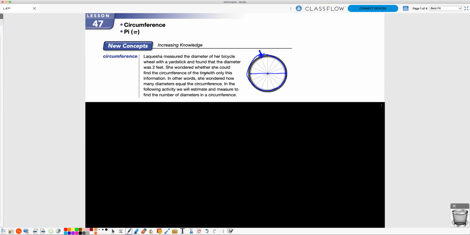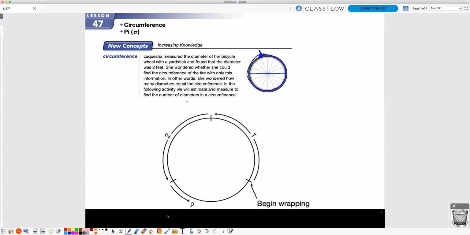Now we all know this is just a silly math book. Lakeisha probably was never wondering how many diameters would be equal to the circumference. That's just plain silly. But here we can look at this circle here.